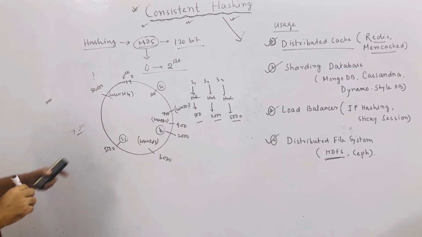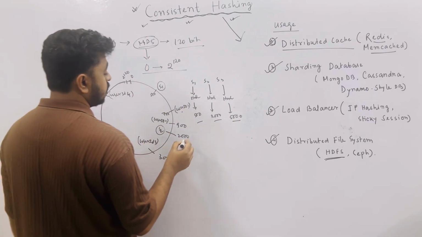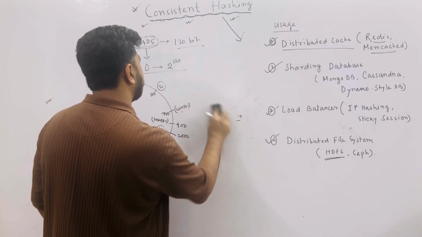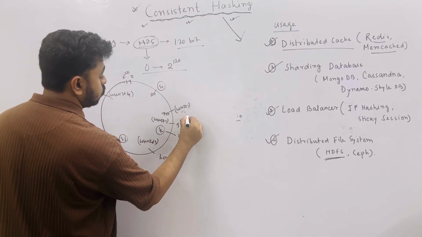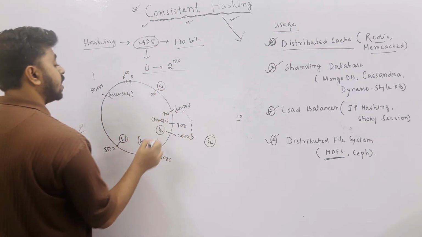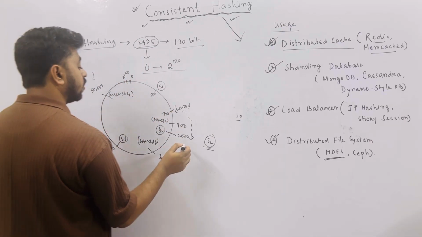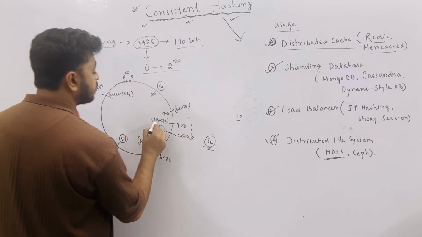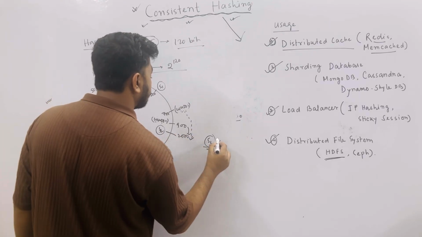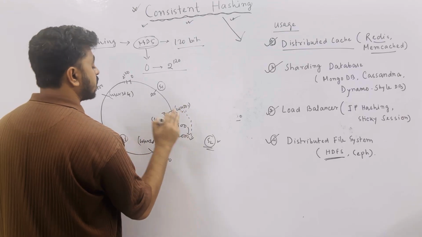So now who will serve user ID 1 and user ID 2? The logic is clockwise, you have to work clockwise, and see who is the first server. S2. So for user ID 1, the first server available is S2, so the user ID 1 request will be served by S2. Same for user ID 2, the first one is S2. So for both, S2 is the server which is going to serve the request.